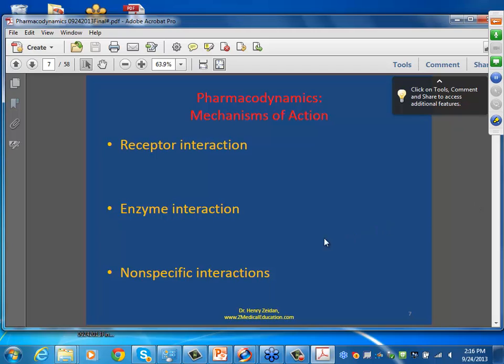Enzyme interactions. There are certain drugs that act on enzymes. Numerous monoamine oxidase enzyme inhibitors are antidepressant agents. So we'll share some of this information with you. And then non-specific interactions: physical changes, surface changes. Not all drugs have to follow the route of receptors or have an effect on enzymes.